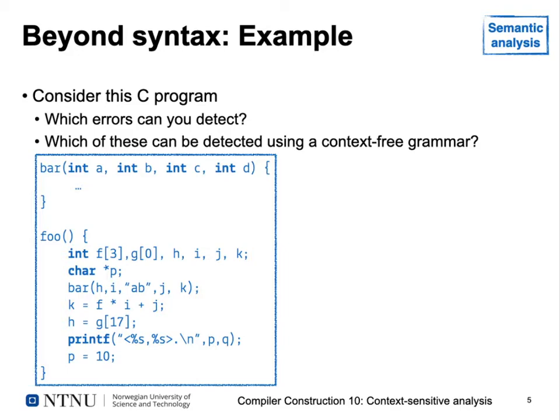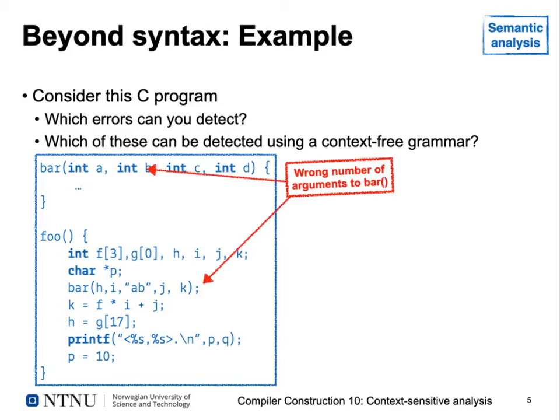So let's go through this step by step to see what's wrong with this program. First, we might figure out, oh yeah, there's a call to bar somewhere here, and this call to bar has 5 parameters. But wait, bar was declared to only accept 4 parameters. So that's a wrong number of arguments to bar. That's already very difficult to detect for a parser, because a parser would need to remember how many arguments bar would actually take.